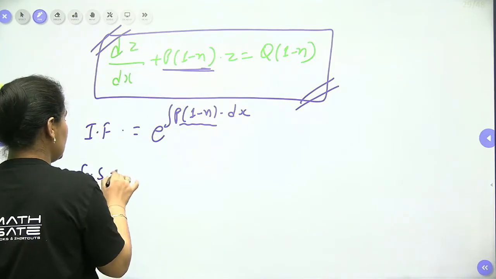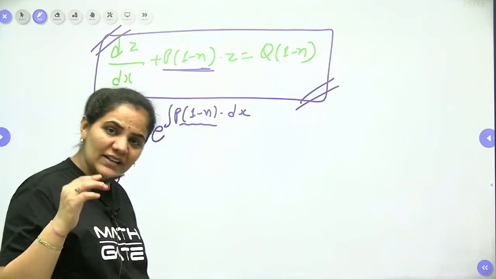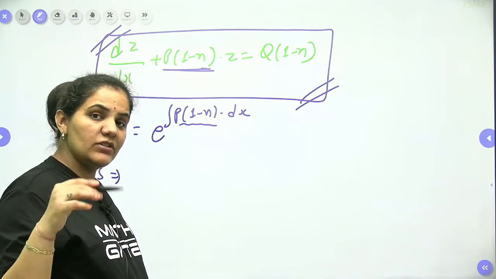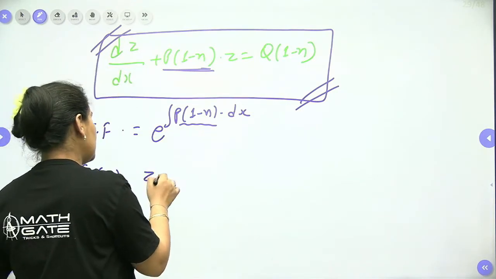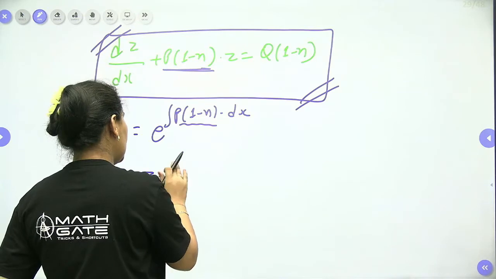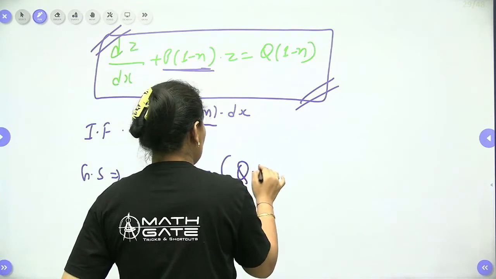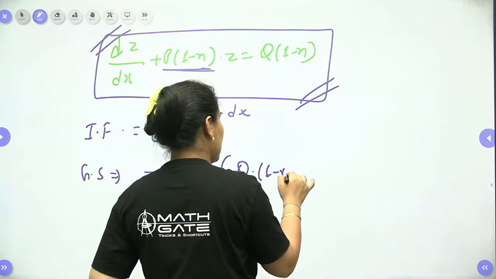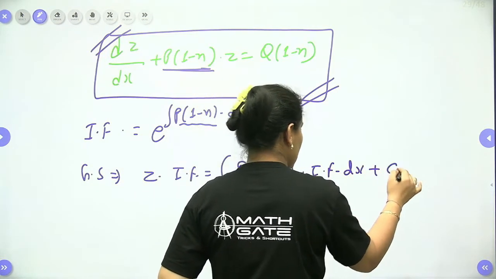Let's talk about the general solution. As we know very well, the general solution is y into integrating factor is equal to integral of q into integrating factor dx plus c. So this time it will become z into integrating factor is equal to integral of q into 1 minus n into integrating factor dx plus c.